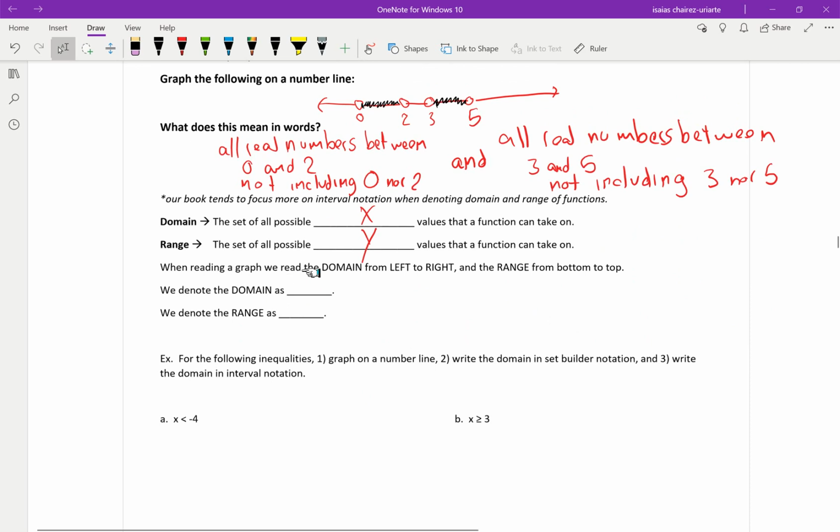When reading a graph, we read the domain from left to right. Range, you're going to have to read from bottom to top. So domain is your x values, read from left to right. Range is your y values, read from bottom to top. And we denote the domain as x's and the range as y's.